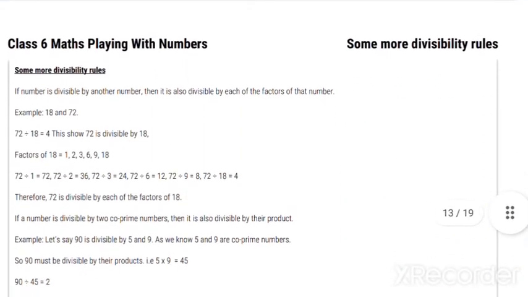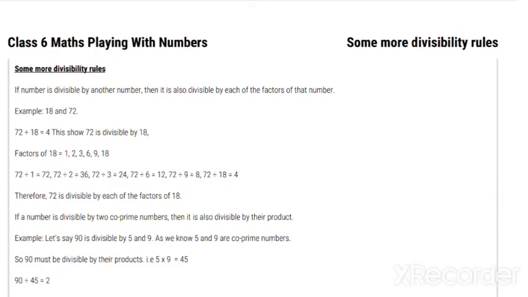Now, children, next topic of discussion, some more divisibility rules, very important children. First, if a number is divisible by any other number, then children, the given number is also divisible by each of the factors of that number. Like for example 18 and 72. Now 72 divided by 18 is 4, which shows that 72 is divisible by 18. Now find the factors of 18: 1, 2, 3, 6, 9 and 18. You can see all the factors of 18 will divide 72 exactly. So children, we can say 72 is divisible by each of the factors of 18.